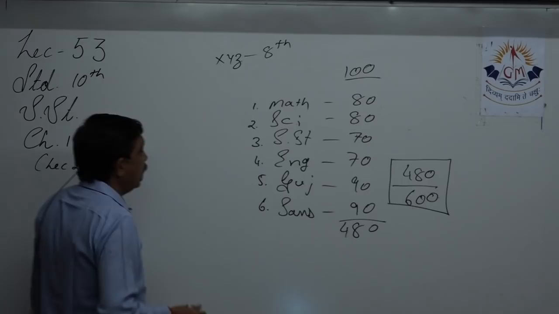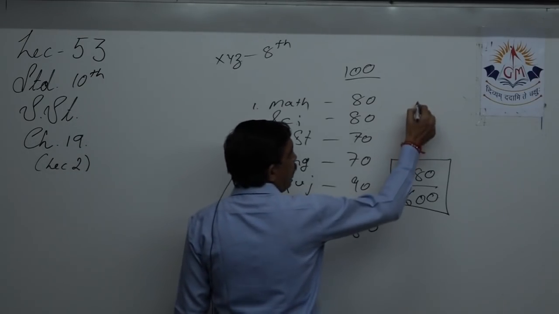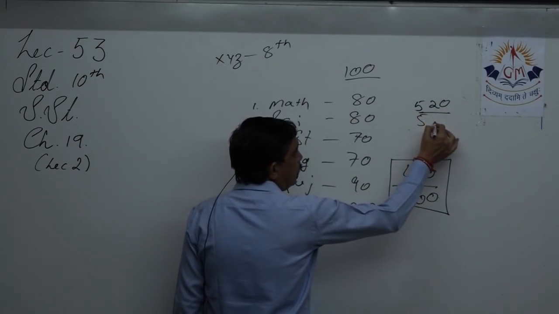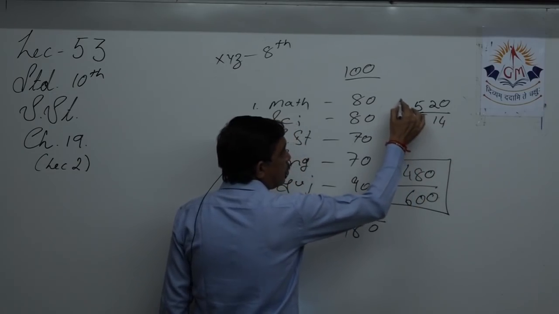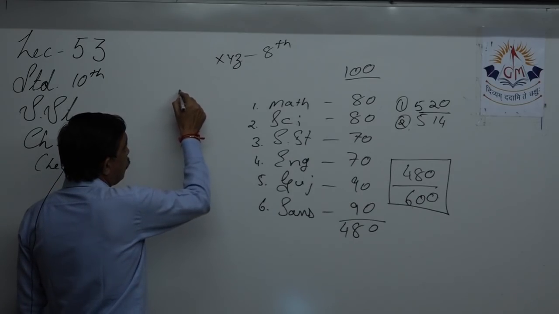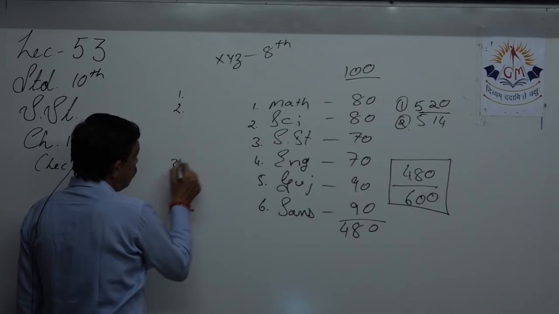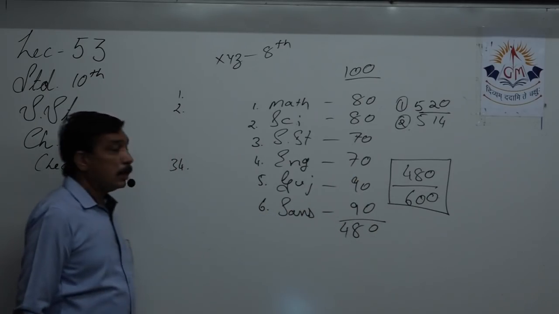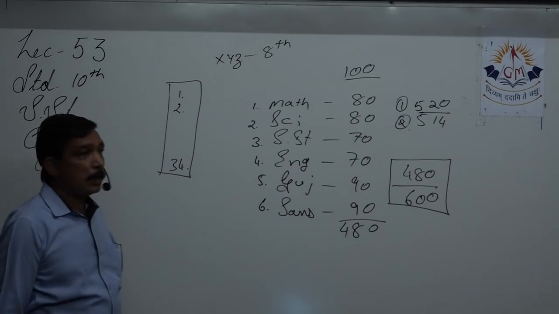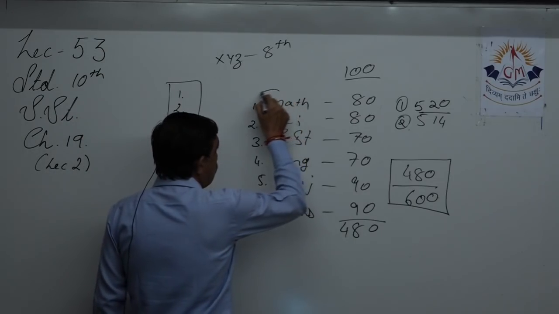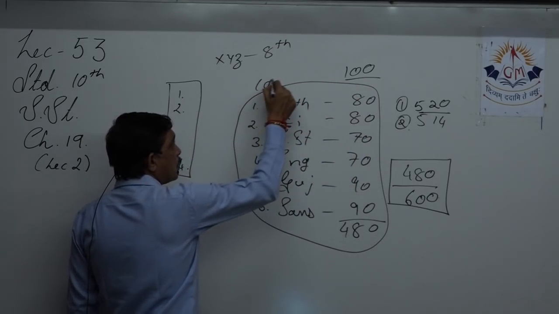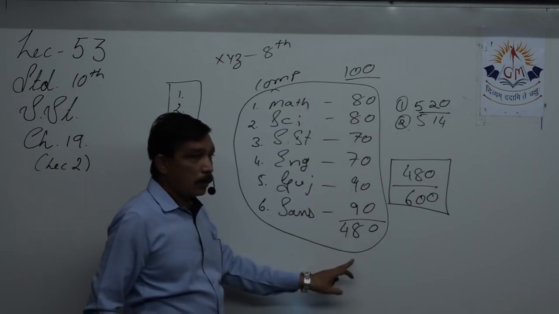The highest one is say 520. After that 514. So this is number one, this is number two. So in the class ranking you come at 1, 2, 3, somewhere over here you come at 34 because you got 480. This is the ranking. And this is the composite. This is the composite, because we can do some calculations over here.